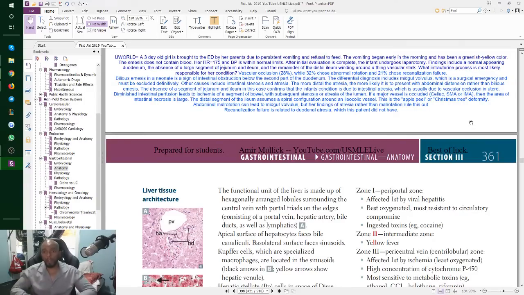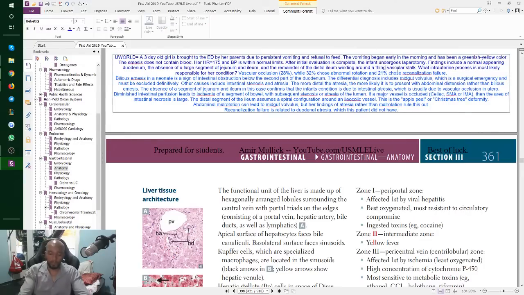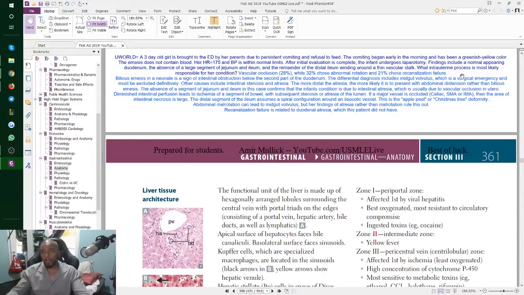The vomiting began early in the morning and has been greenish yellow color. So that's meconium right there. The emesis does not contain blood. Her heart rate is 175 and blood pressure is within normal limits. After initial evaluation is complete, the infant undergoes laparotomy. Findings include a normal appearing duodenum, the absence of a large segment of jejunum and ileum, and the remainder of the distal ileum winding around a vascular stalk. What intrauterine process is most likely responsible for her condition?